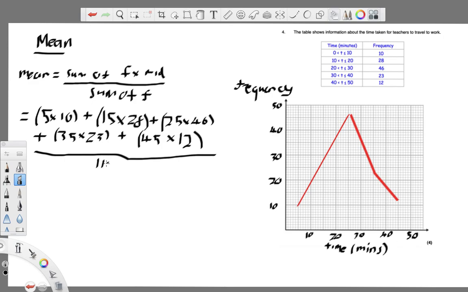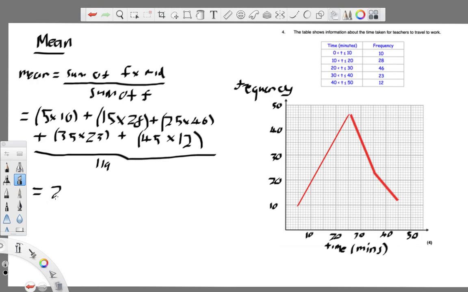So it's all of that divided by 119. So straight into your calculator with that. So 5 times 10 plus 15 times 28 plus 25 times 46 plus 35 times 23 plus 45 times 12. And it's all of that divided by 119. And the answer 24.915 pops out.